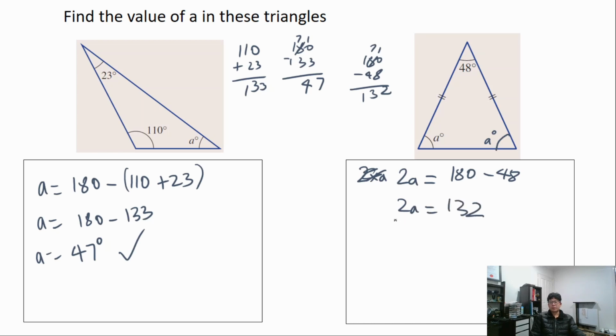Now we need to divide both sides by 2 to get rid of the 2 on the left, because we want a by itself. And to do that, let's quickly do a division on the left here. 2 goes into 13 6 times, the remainder of 1. 2 goes into 12 another 6 times. So now we know that a equals 66 degrees. Give yourself a tick if you got that one correct as well.